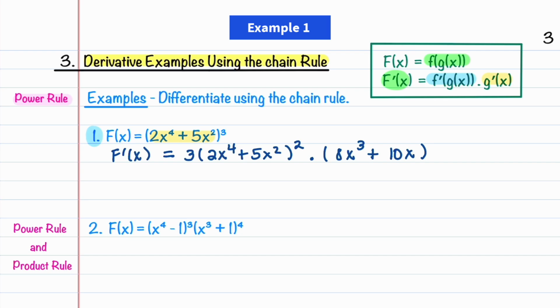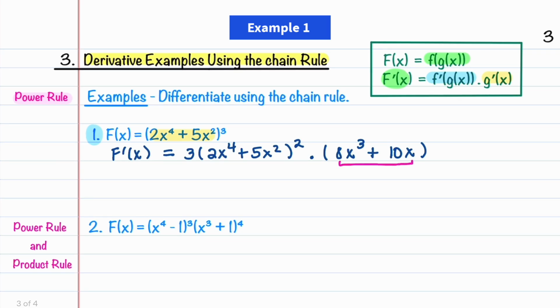Now let's go ahead and simplify. Notice in this expression right here, we have a 2 that's common to both terms, and we also have an x common to both terms. So let's pull that out and rearrange some terms. So this is 3 times 2x times (2x to the 4th plus 5x squared) squared times what remains after we pull out the 2x, and that's going to be 4x squared plus 5.